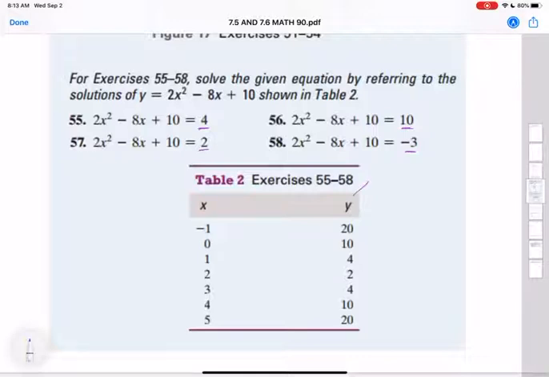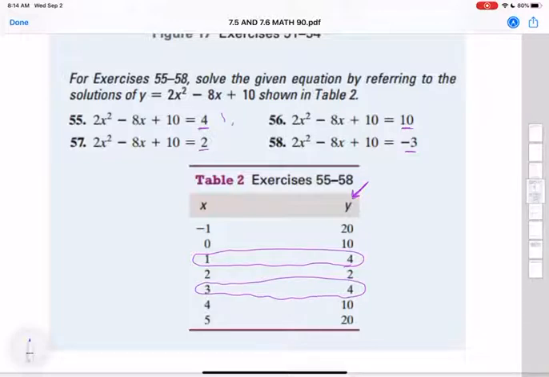So we look in our chart, here's y. I'm interested in where it equals 4. So here I see a 4. X would be equal to 1 is one possible solution. So if you were to go back and plug in 1 into this equation, 2 times 1 squared minus 8 times 1 plus 10, it would equal 4. There's another one. Do you see the second one? Right here at 3. So the solutions where this polynomial is equal to 4 are when x is equal to 1 and 3. So go ahead and try the other 3. Come back when you're ready.